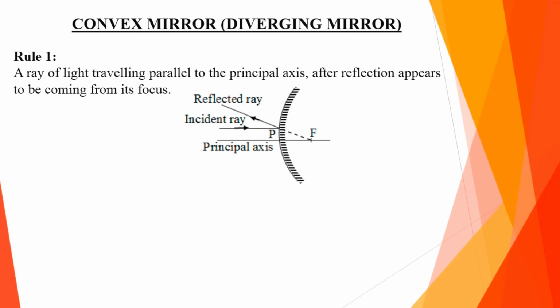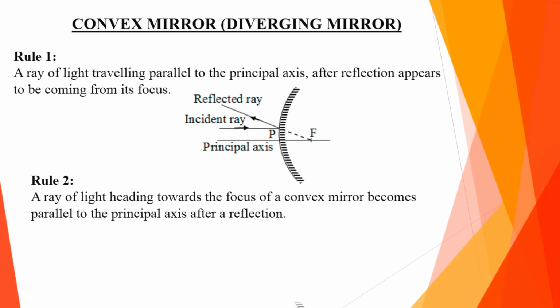So the rule is the same, but the difference is that in the convex mirror, the reflecting surface is curved outward. So the focus is on the other side of the mirror, that is the back side of the mirror. So whenever a ray of light travels parallel to the principal axis, after reflection it appears to be coming from the focus of the convex mirror. Observe the image. Although the rays don't actually meet, they seem to diverge from that point. So actually the rays are not formed there, but they appear to be coming from, or diverging from, that point.